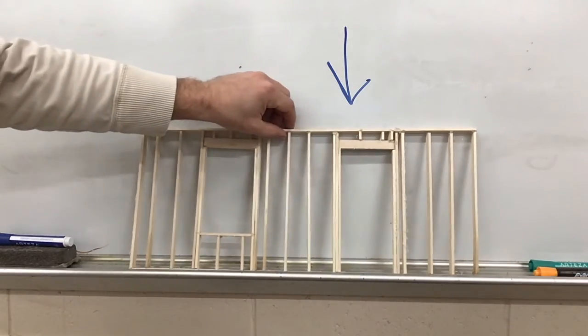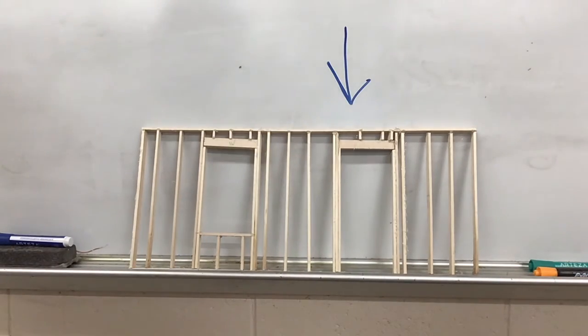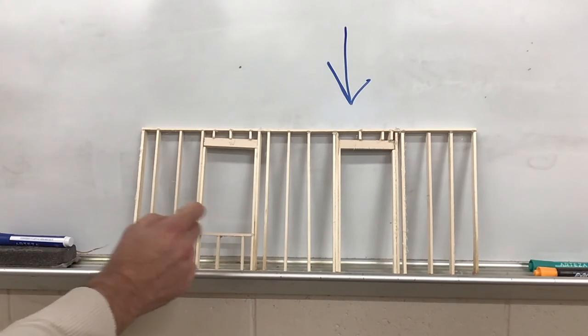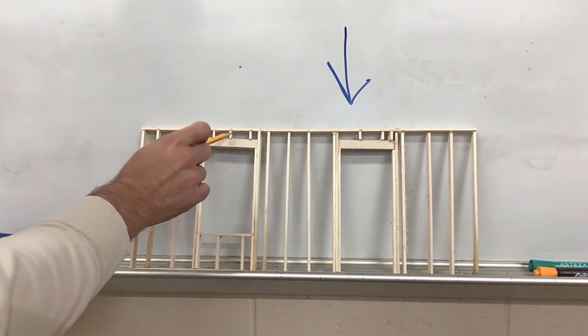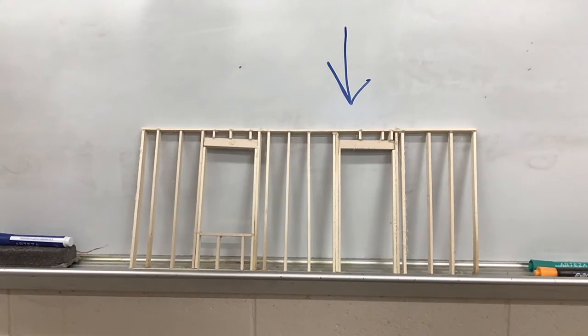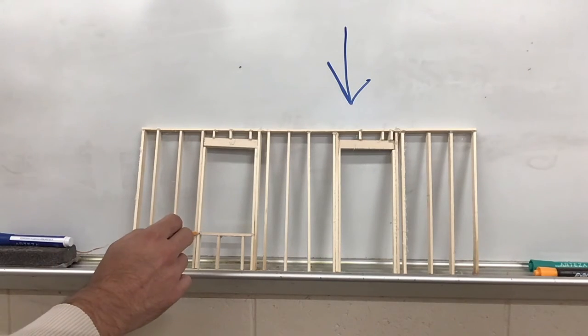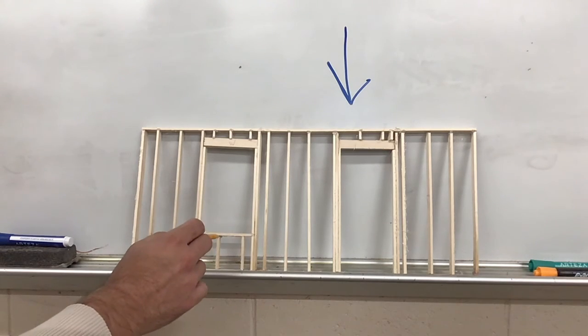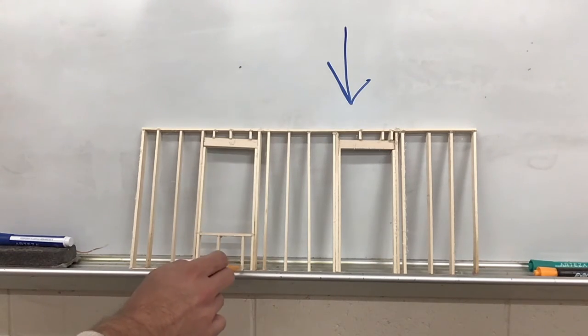For a window, it is the exact same thing. We have a king stud, we have a trimmer, we have a trimmer, we have a king stud, we have a header, we have cripples above. The only thing that changes is we add in a sill heading across, and we have cripples below, again going with your 16 inches on center. That's the only difference between a door and a window.